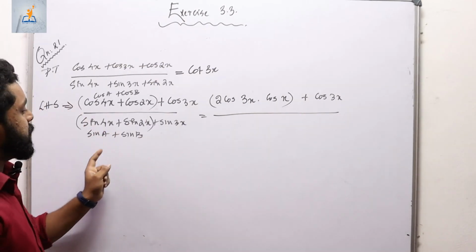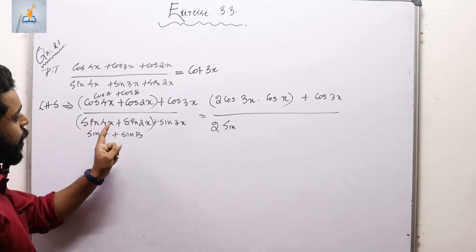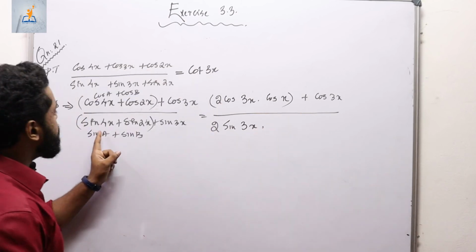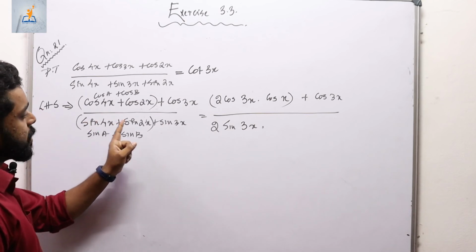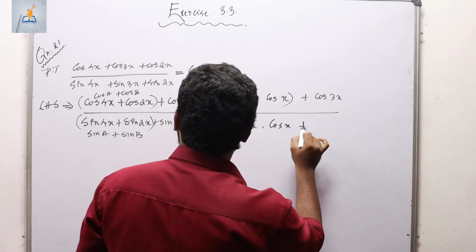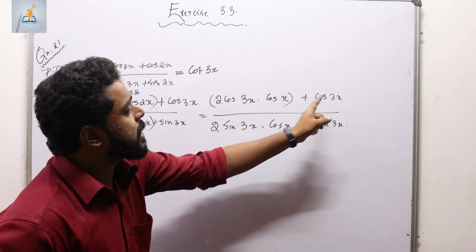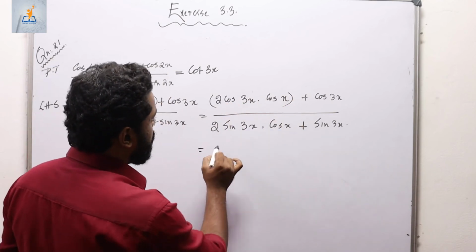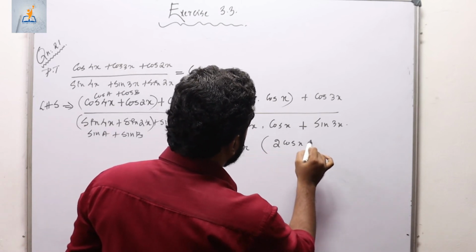It is of the form sin A plus sin B, so we will get 2 sin (A plus B) by 2. 4x plus 2x is 6x, 6x by 2 is equal to 3x, into cos (A minus B) by 2. So we will get cos of 4x minus 2x, which is 2x, 2x by 2 equal to x. So cos x, plus there is a sin 3x. So sin 3x. Now from the first portion we can just take cos 3x as common. So it will become cos 3x into (2 cos x plus 1).